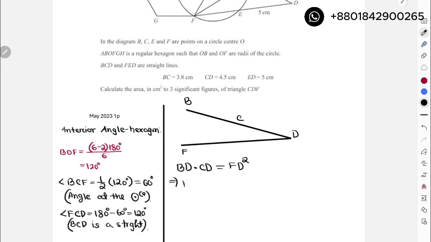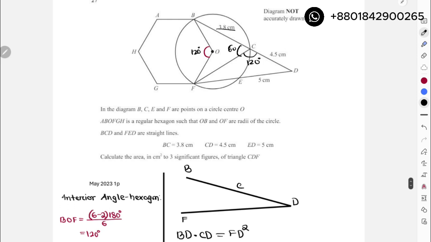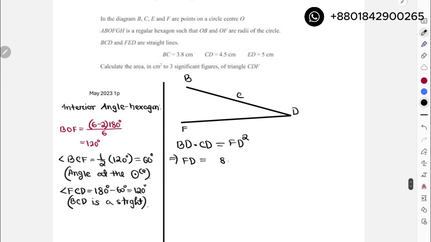So for FD, BD was how much? BD was the total length, 3.8 plus 4.5, that is 8.3, and CD is just 4.5. So this is 8.3 times 4.5, and then everything under the root. So you get 6.1 over here. So FD is 6.1 centimeters.